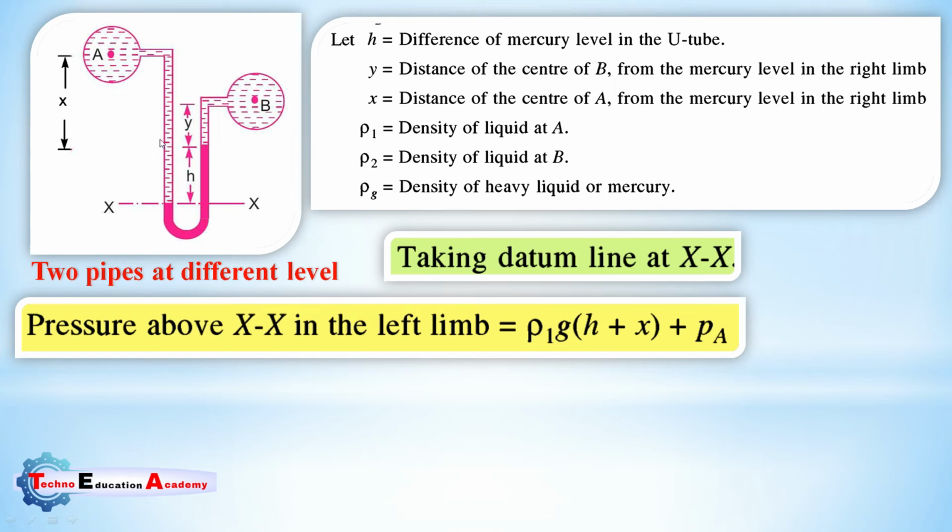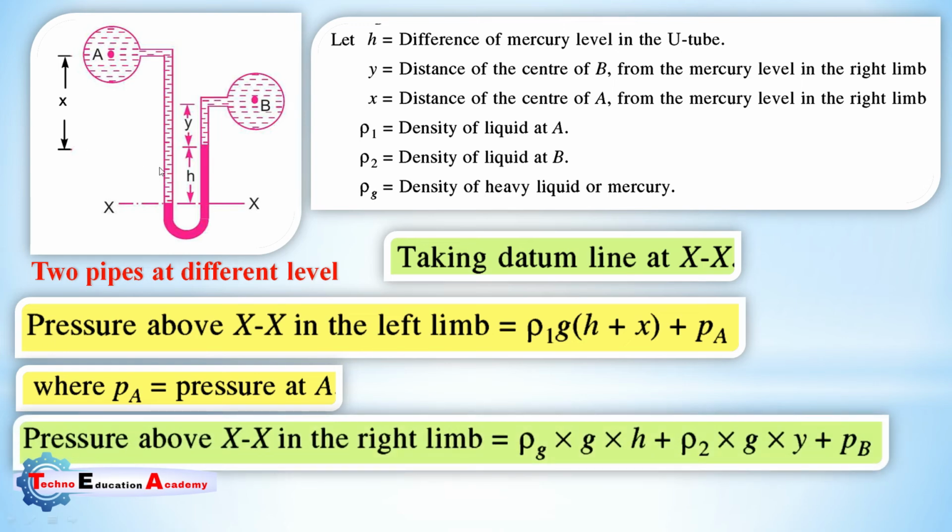So the pressure due to the liquid column h plus x, as we know that P equals rho g h. So at point A, the pressure is due to the liquid column of height h plus x. So P equals rho g h. Here we are considering density rho1, g is the gravitational acceleration, its value is 9.81, and height h plus x from the reference line XX to the point A, plus PA. What is PA? It is the pressure at point A, same as the pressure in the right limb of the U-tube manometer.